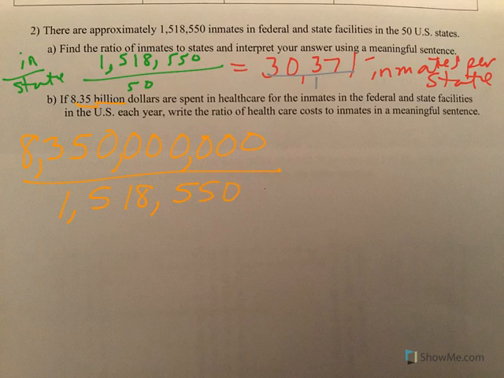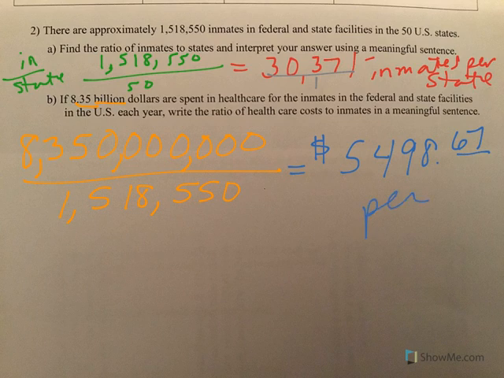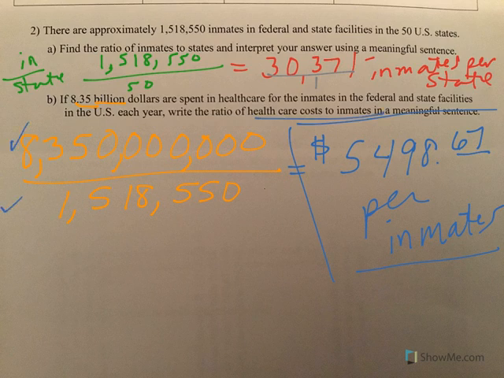And we have 1,518,550 inmates. So if I go ahead and divide in order to reduce, we're talking about money, so I'm going to round to the nearest penny. That means we spend roughly $5,498.67 per inmate on health care. That's what this is telling us. Healthcare costs to inmates, so healthcare costs on the top, inmates on the bottom.